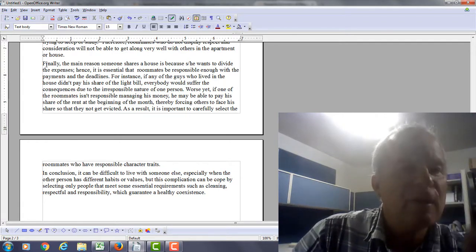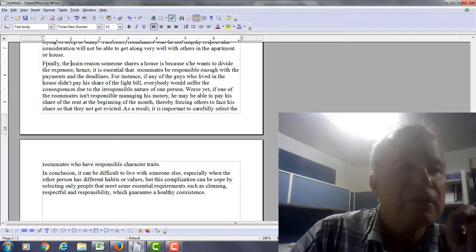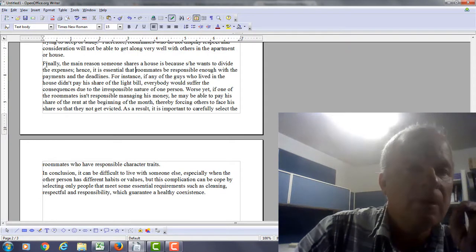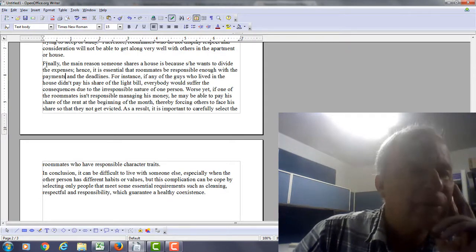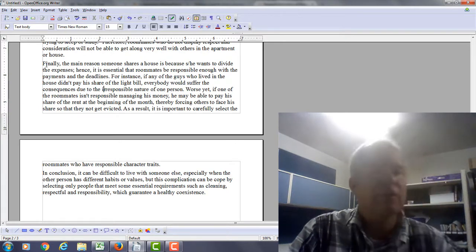Finally, the main reason someone shares a house is because she or he wants to divide the expenses. Hence, it is essential that roommates be responsible enough with the payments and the deadlines. For instance, if any of the guys who lived in the house didn't pay his share of the light bill, everybody would suffer the consequences due to the irresponsible nature of one person.